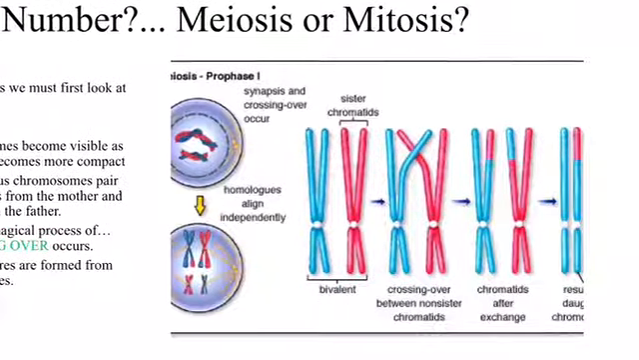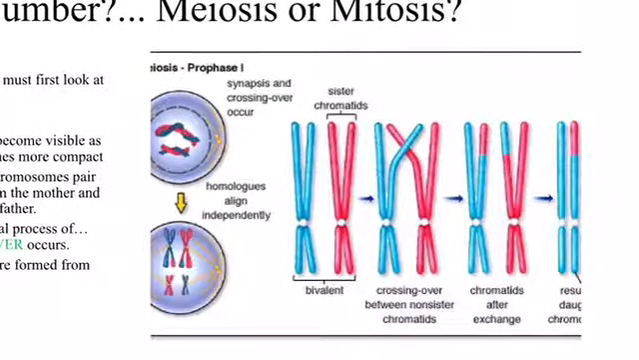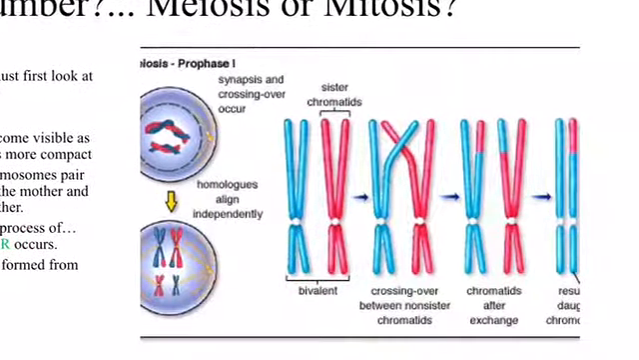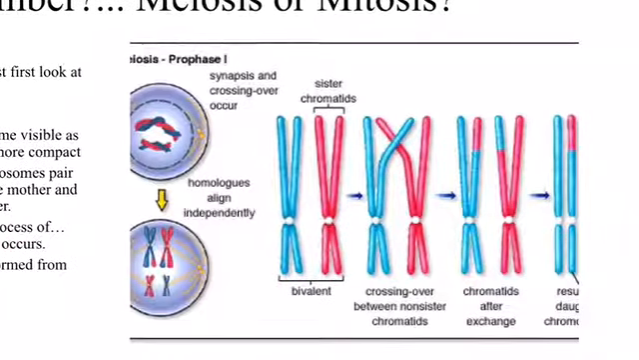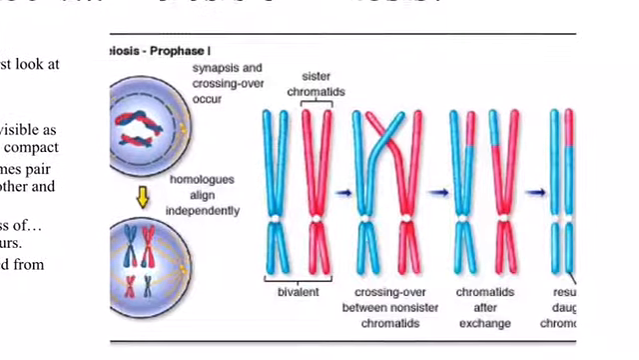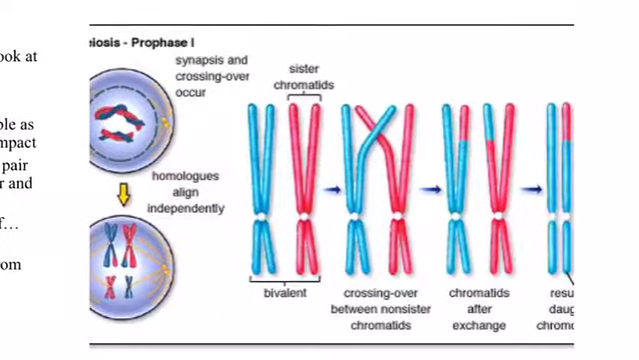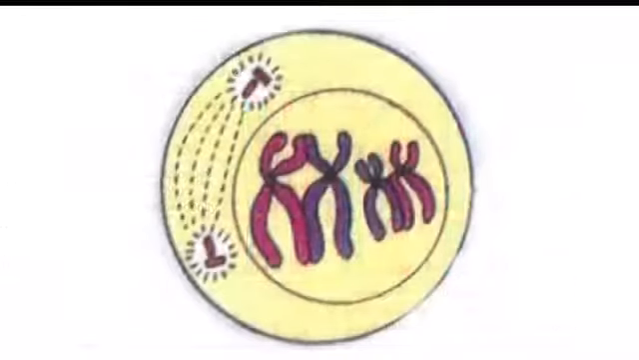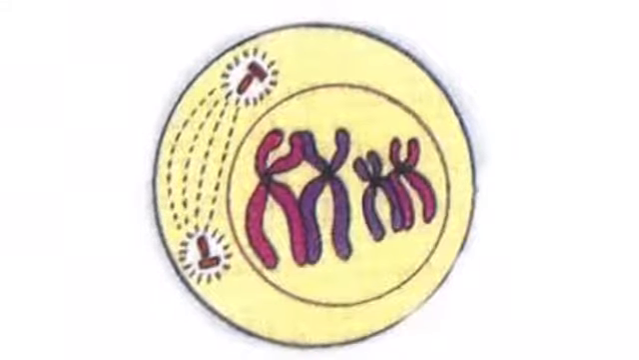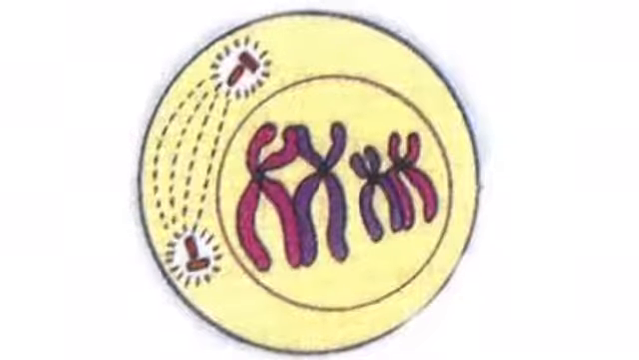Chromosomes become visible as DNA becomes more compact. Homologous chromosomes pair up. One is from the mother and one is from the father. The magical process of what? Crossing over occurs, and spindle fibers are formed from microtubules. Now, if you look at this picture, it just shows you what crossing over really looks like. So take a second, pause this video, and draw this cell so that you know what prophase 1 would look like.